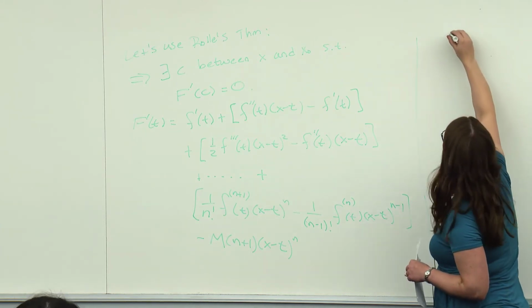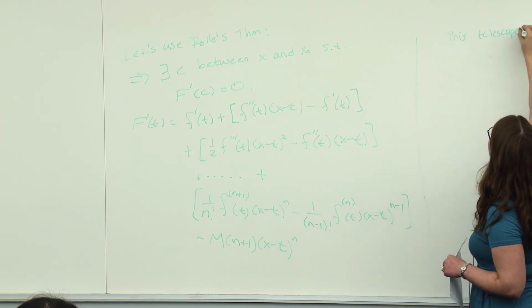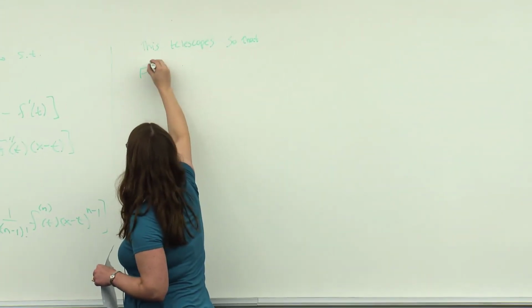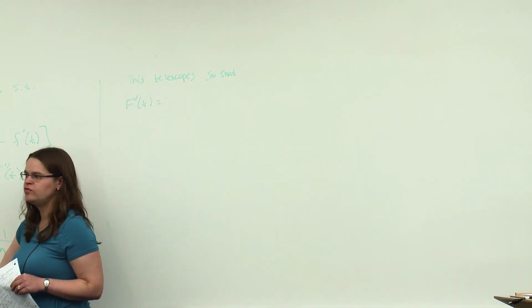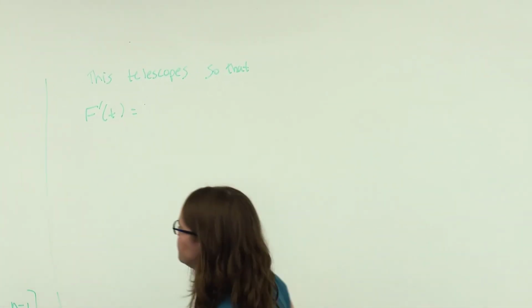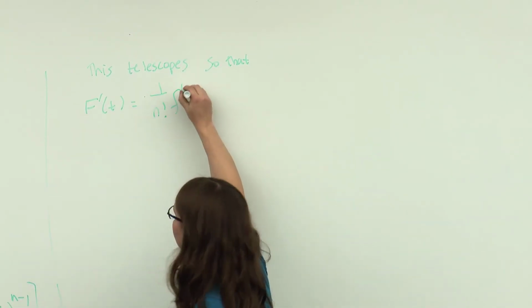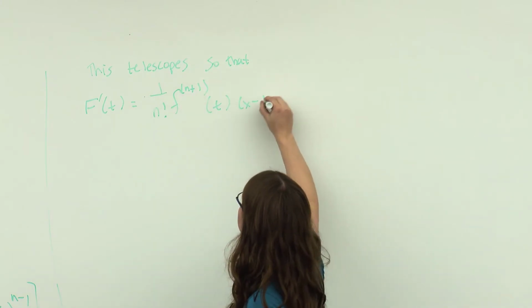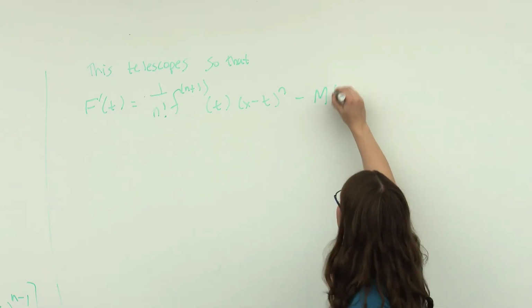Okay, so this telescopes so that actually f prime of t is equal to, again, this term is left. He didn't have any n plus first guy over here to cancel with. So we have to keep him. f^(n+1) of t, x minus t to the n. And then this guy involving m is left.